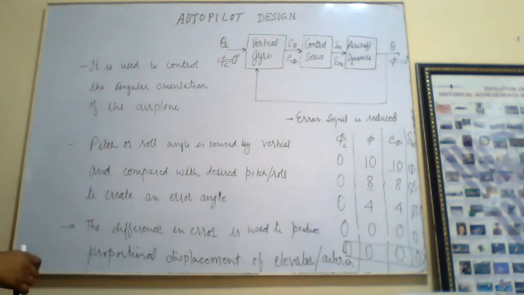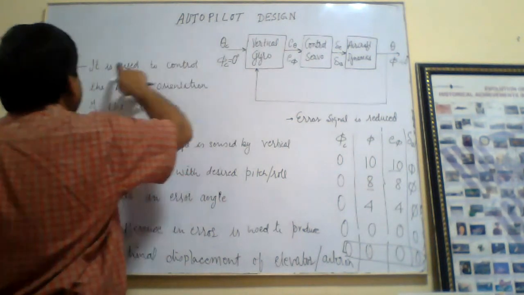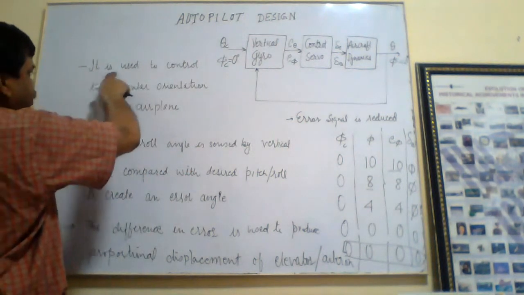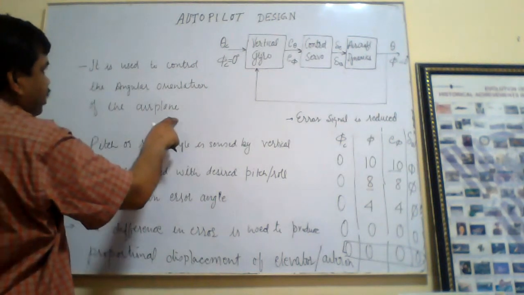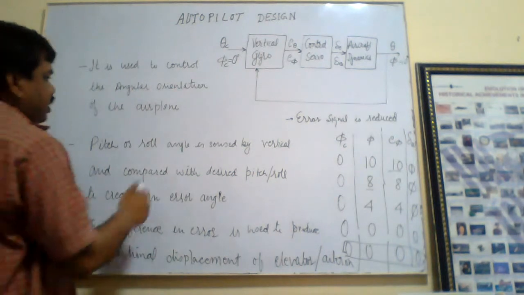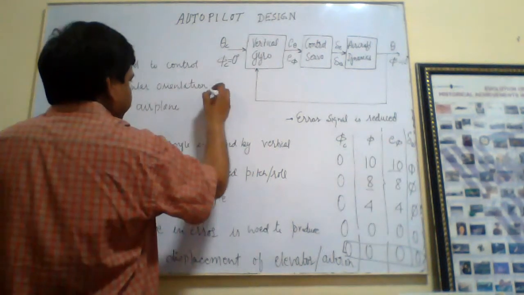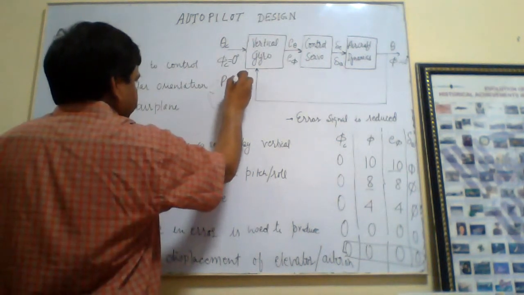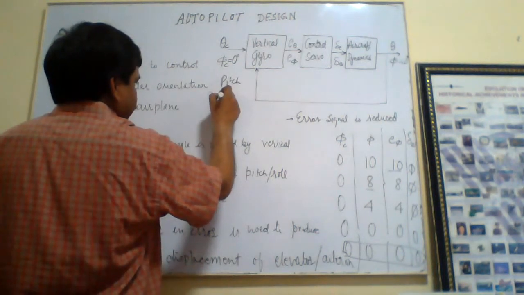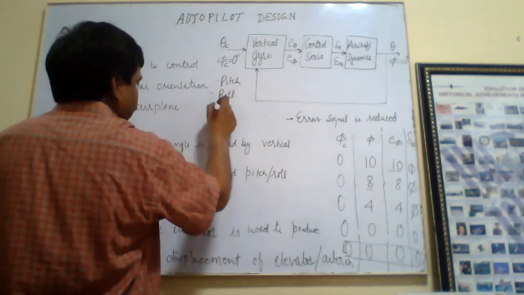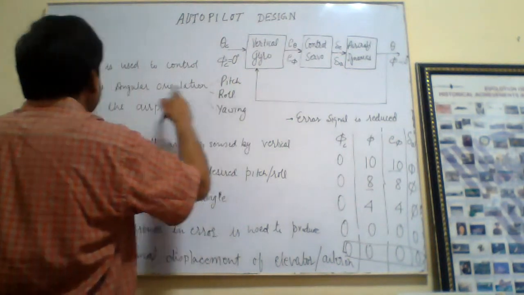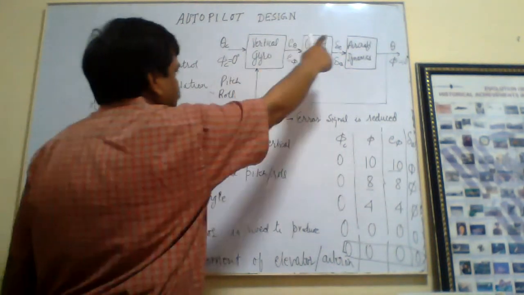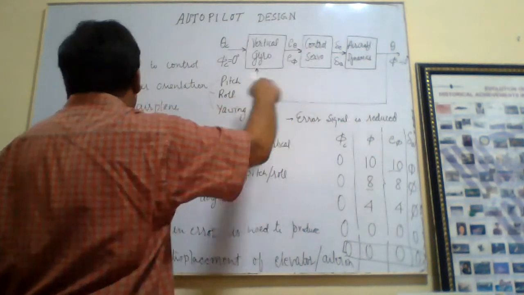So the autopilot, what is its purpose? It is used to control the angular orientation of the airplane. The angular orientation we have is pitch, roll, and yaw. These three angles we can control using the autopilot controller.